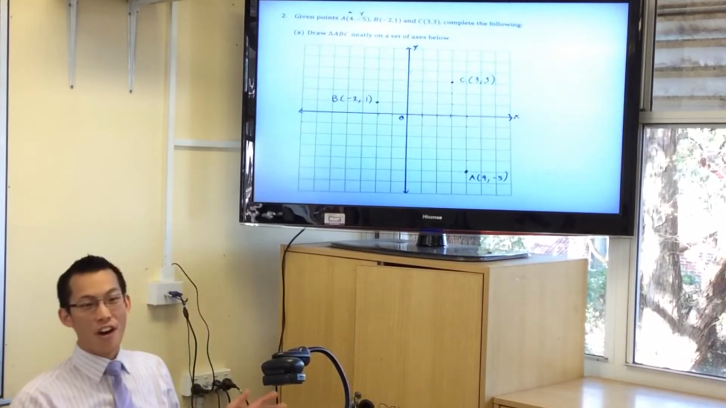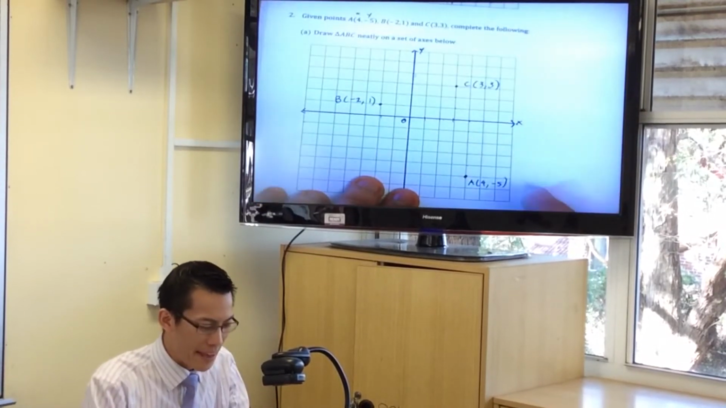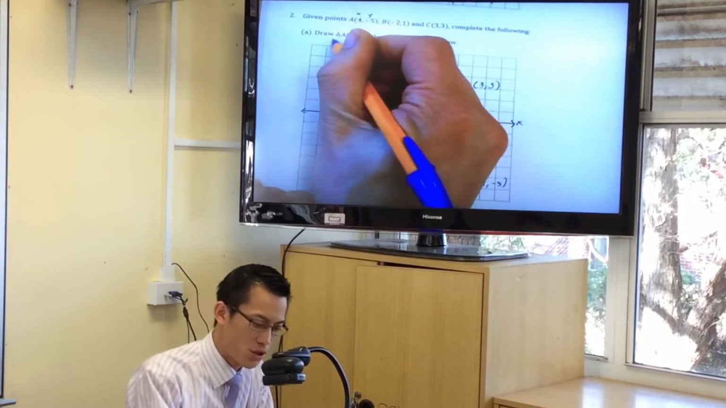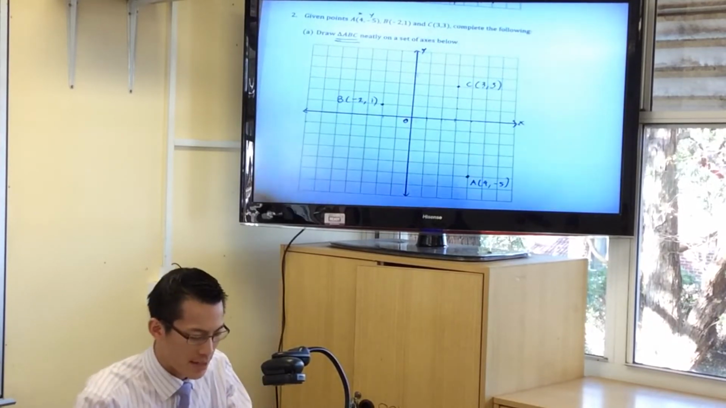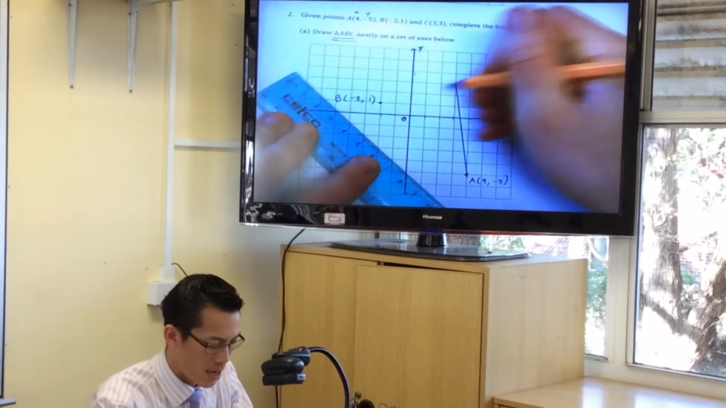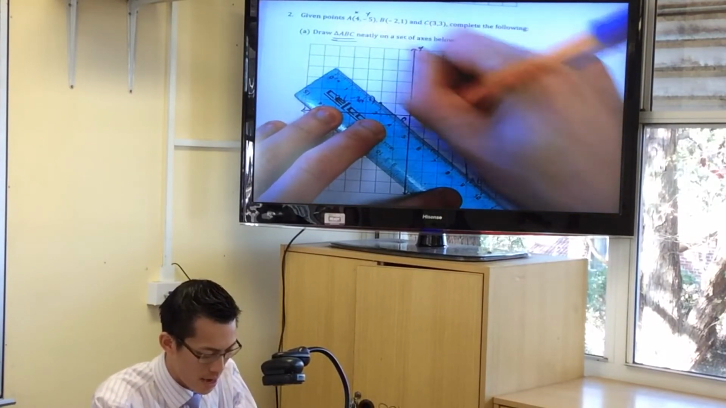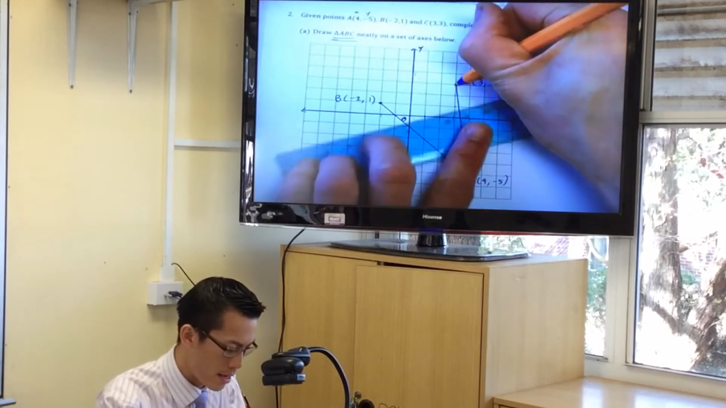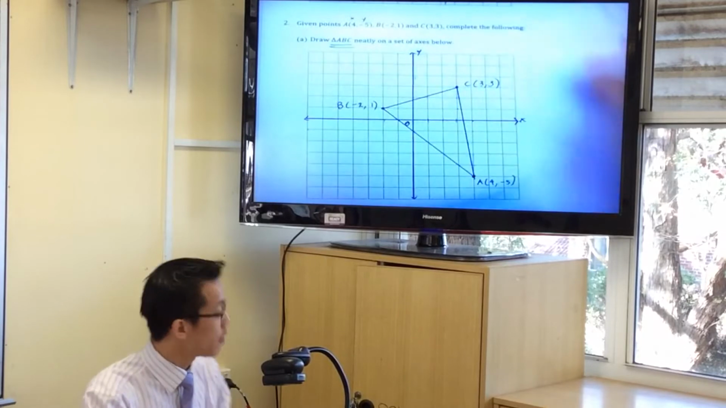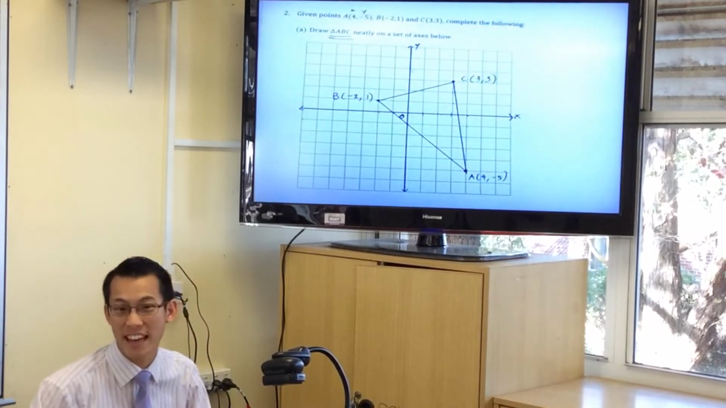Now you'll know if you got it right or not by the last step, which says don't just plot the points, draw the triangle. So I'm going to join these up like so. There's AC, there's AB, and there's BC. So your triangle ought to look something like that.